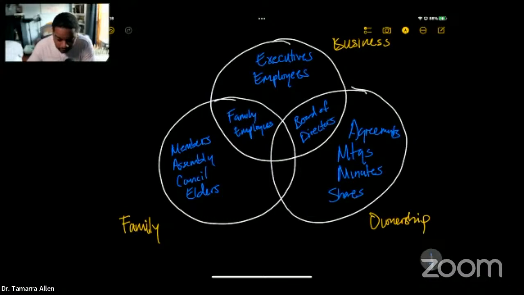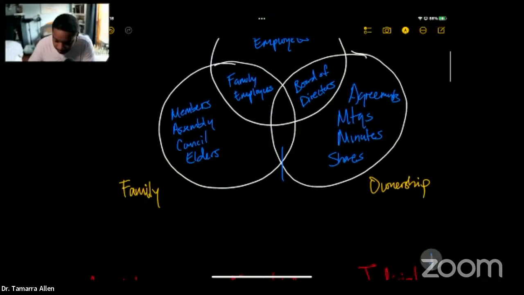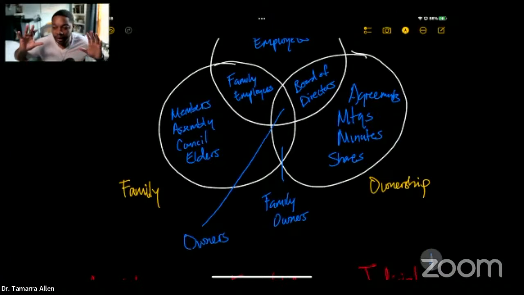And the gray area of that would actually be your board of directors. The gray area for your business and your family is actually the family owners, because, of course, your family owns the business. And then, of course, the very center is just owners. Your family as a whole.